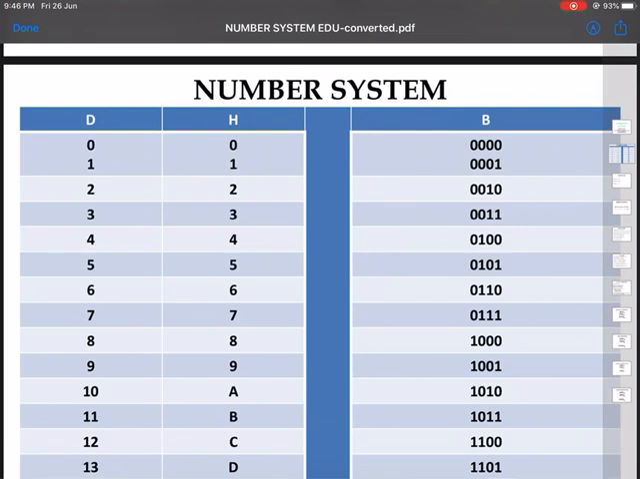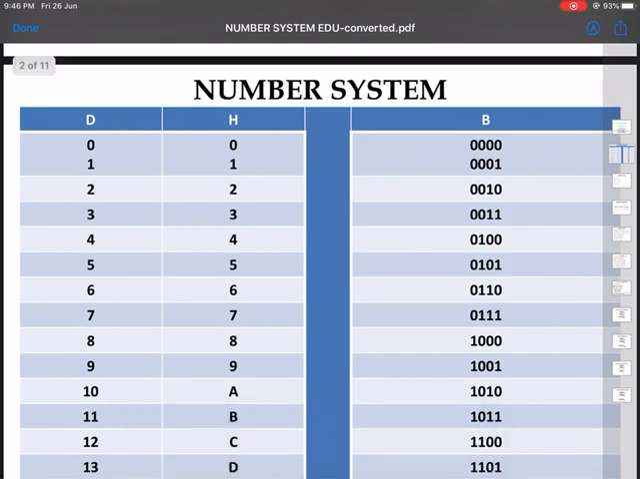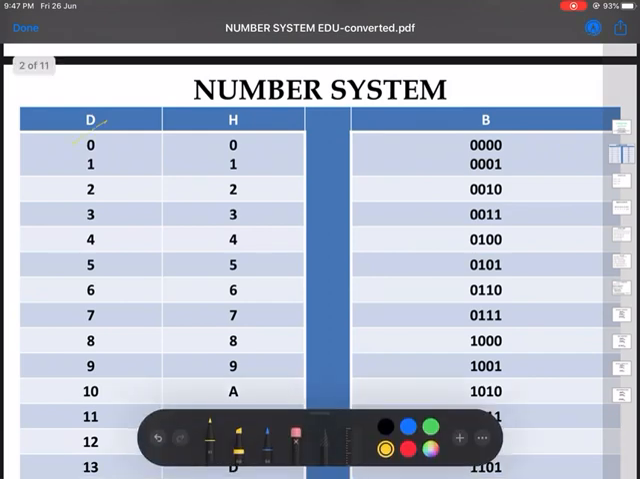Dear students, let us talk about the number system and their interconvertibility. You can see the table itself. We have got decimal system, we have got hexadecimal system, and we have got binary system. Truly speaking, decimal system is a system where we normally talk from our childhood.